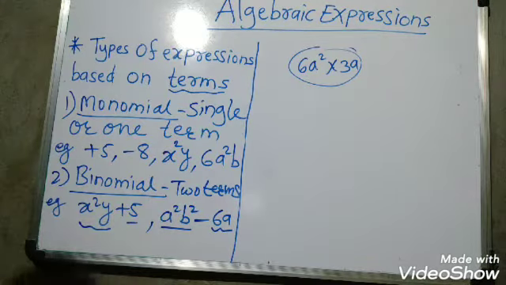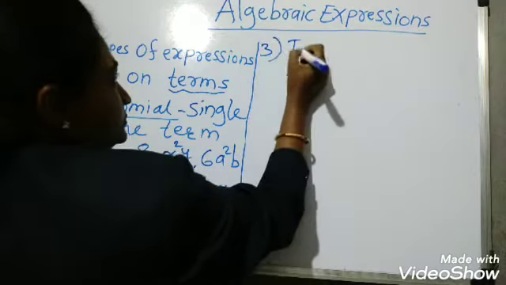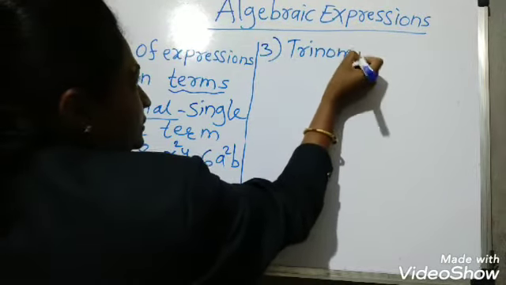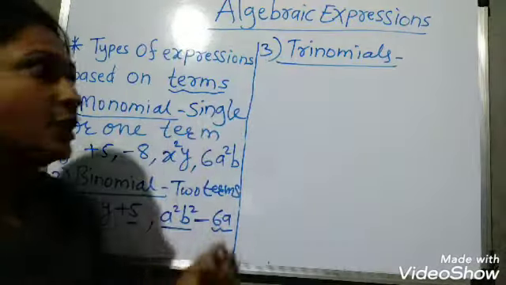Now we will see the trinomial. Trinomial means what? Here also, in the word we will get it: tri means three. So three terms.